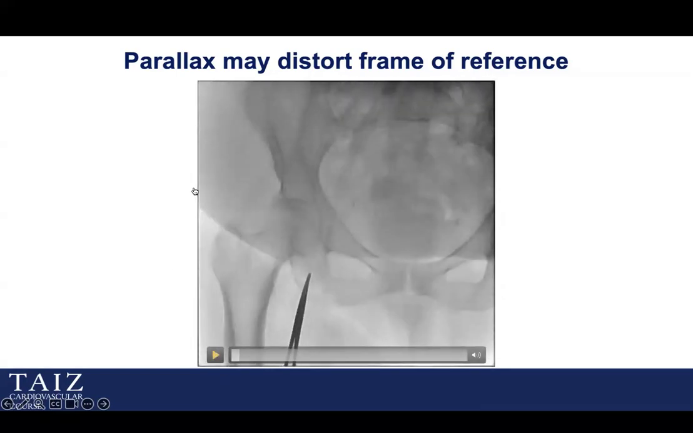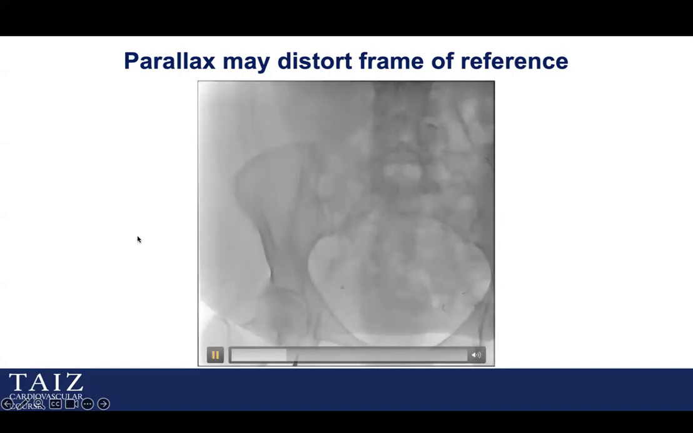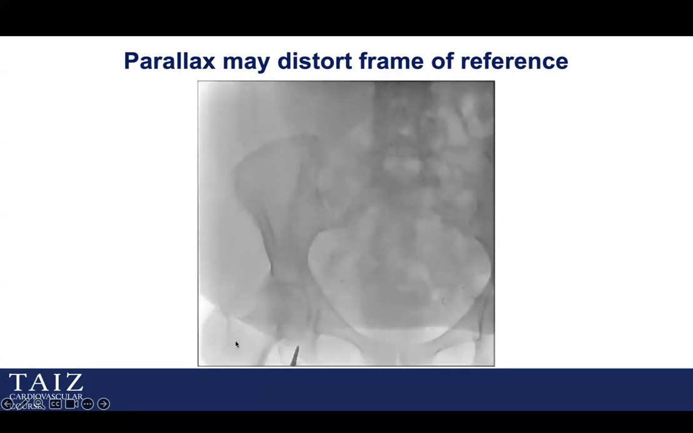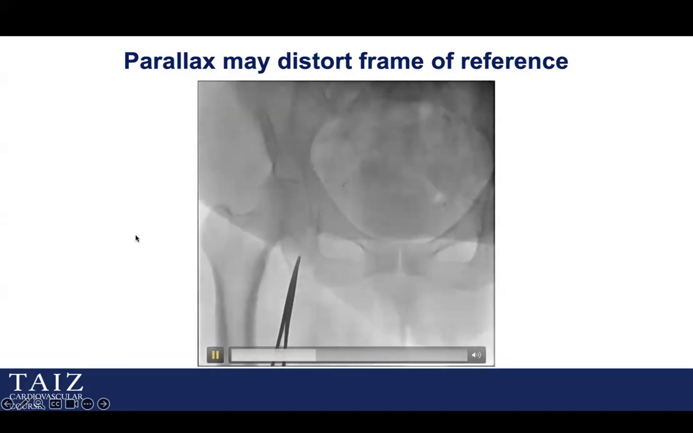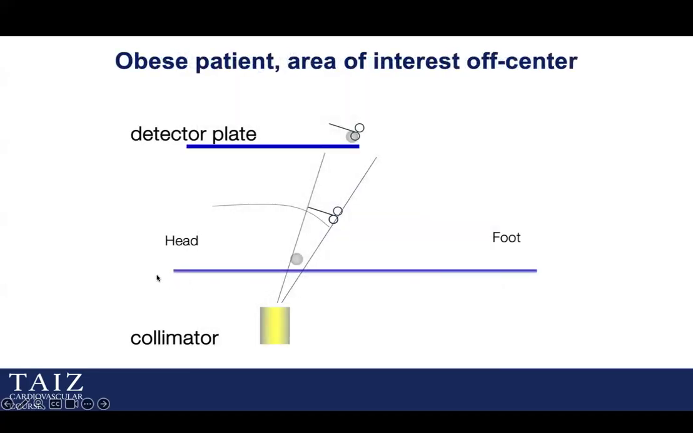Notice here where the Kelly clamp is and how far it is from the femoral head. And notice here, when I move the camera up, how much closer the Kelly clamp came to the femoral head. In reality, the Kelly clamp is a little bit far from the femoral head. So always what you need to do is move the C-arm to the side, and I'll show you here. So here is an example of what I was talking about.